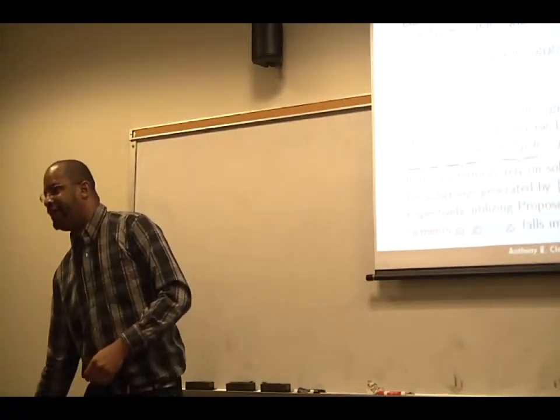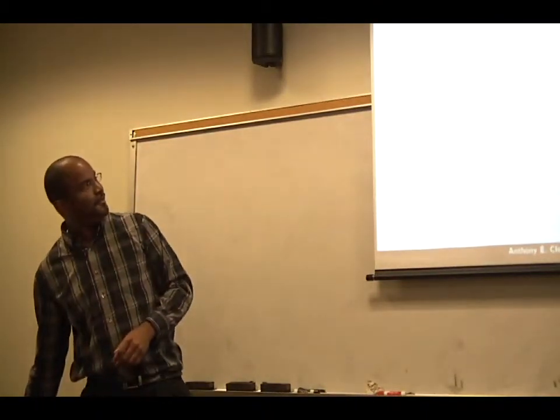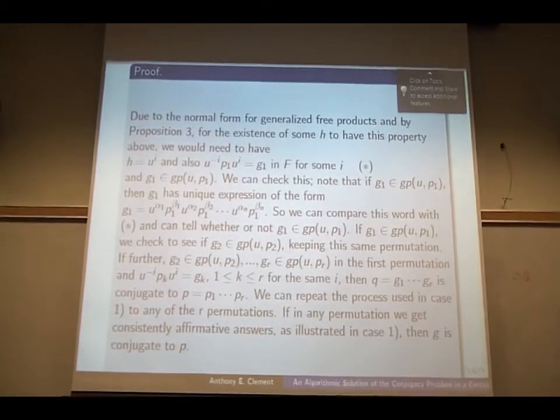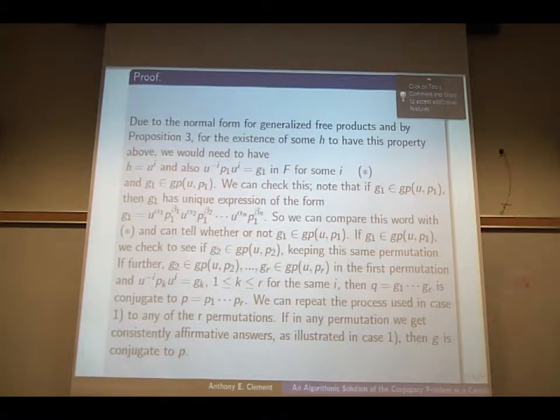The whole thing relies on this all the time. So due to the normal form for the generalized free product, and by proposition 3, for the existence of some H to have this property, we'll have to have H belong to U to the I and nothing else, because if it's not that, the problem collapses. We can't find it. And also, we have this expression, U to the negative I, P1 U to the I is G1 for some I. And of course, G1 must belong to the subgroup generated by U and P1, yes? So we can check, for example, if G1 lies in the subgroup generated by U and P1, and then we can get a unique expression for it.